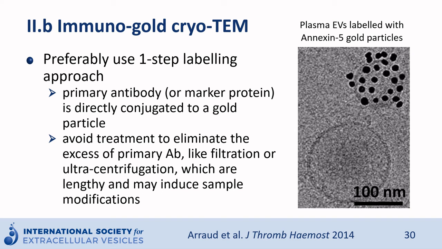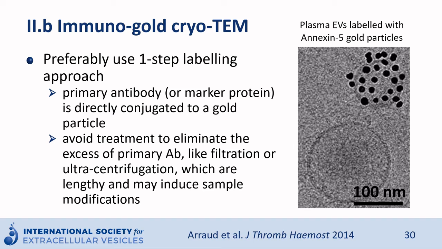Let's turn to immuno-gold labeling in cryo-TEM. In this case, it is much preferred to use a one-step labeling approach in which the primary antibody or marker protein is directly conjugated to a gold particle. In doing so, one avoids treatments required to eliminate the excess of primary antibody, like ultracentrifugation or filtration, which are lengthy and may induce structural modification.